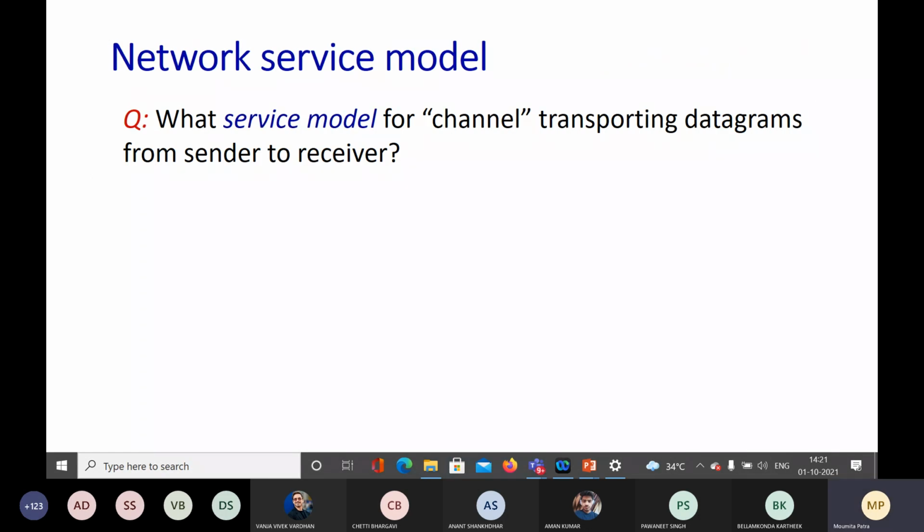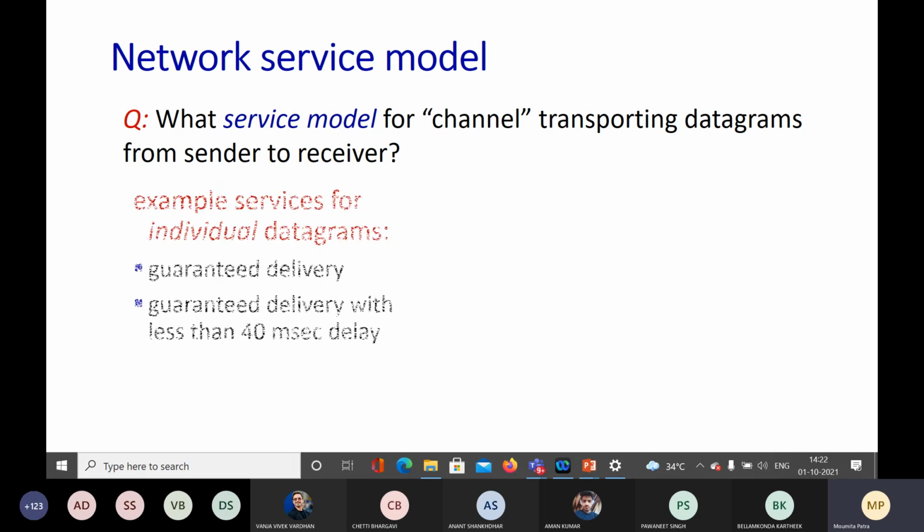Now, the question here is: what is the service model for the channel transporting datagrams from sender to receiver? Okay, so what are the basic features or services that should be provided for transporting datagrams from a sender to a receiver side? So first thing is that there should be guaranteed delivery. Okay, guaranteed delivery and within a bounded time. These are some examples of what kind of services one might ask for.